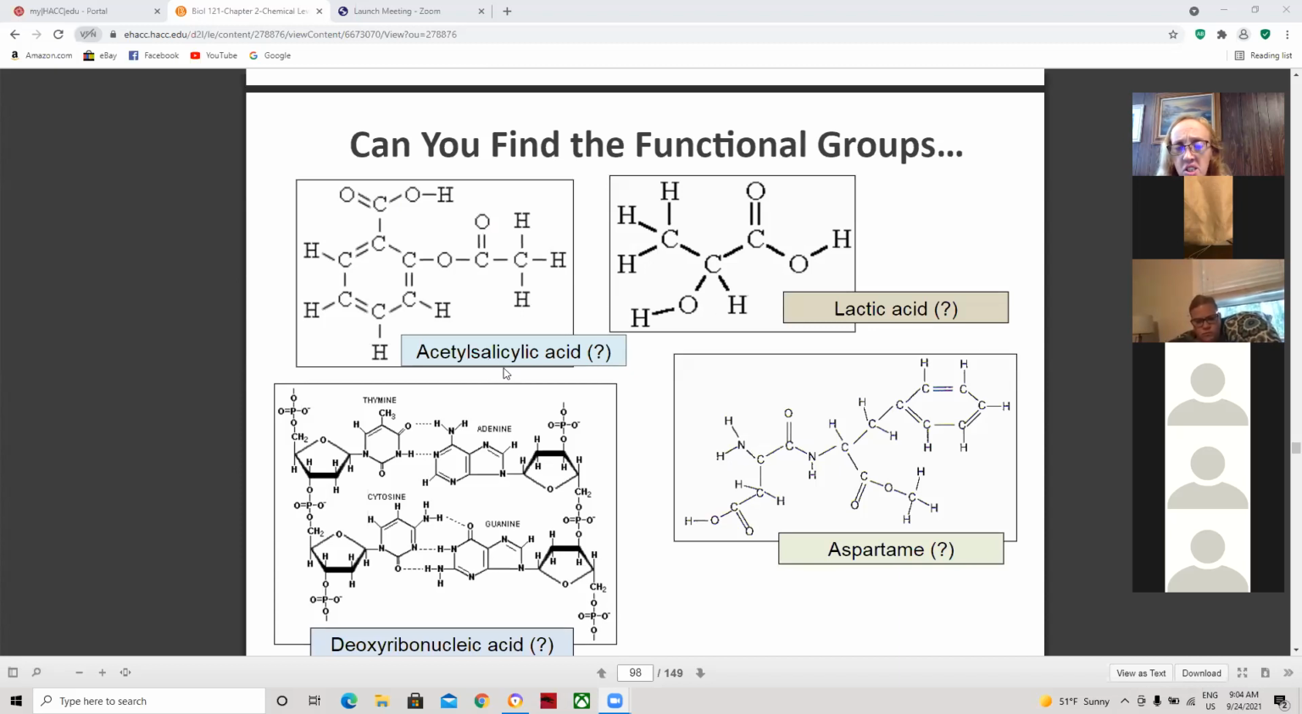Acetylsalicylic acid is Tylenol. There's your carboxyl group. There's your carbonyl group. There's your methyl group. Lactic acid, there's your carboxyl group. There's your hydroxyl group. There's a methyl group.